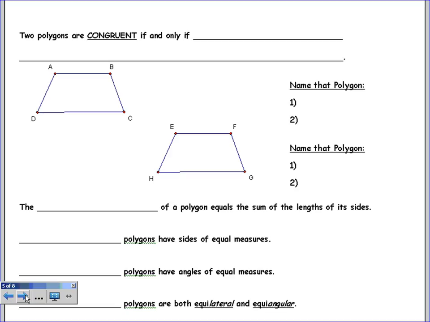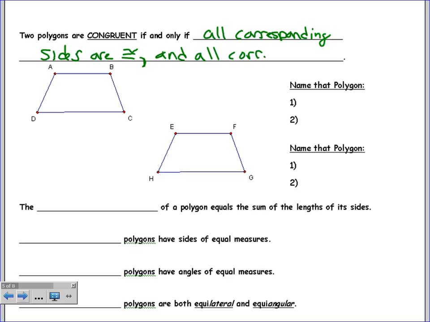2 polygons are congruent if and only if. What 2 things do you need? Sides? I'll start with that. All corresponding sides are congruent, and all corresponding angles are congruent. It needs to be both.